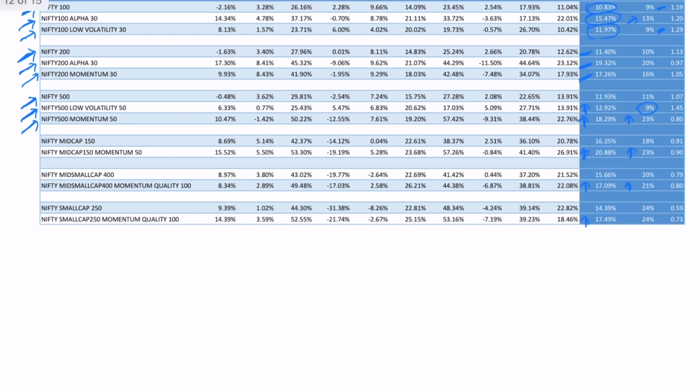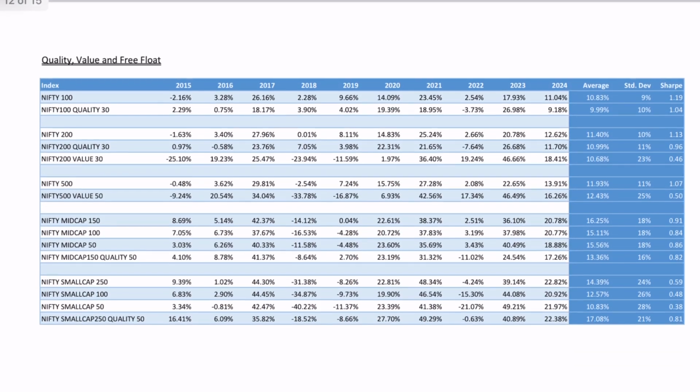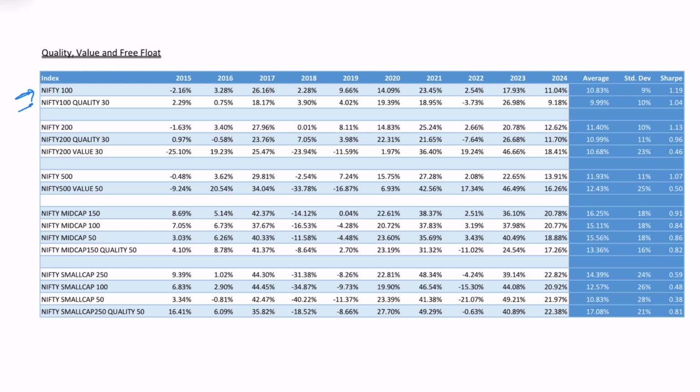Then we have some of the quality, value and free float. Like Nifty 100 and Nifty 100 Quality 30, we can see the average returns are nearly the same, with a little higher standard deviation. Now for 200 also, quality has nearly the same return with nearly the same standard deviation. Then for midcap, it is 16% for Midcap 150, but 13.30% for Quality 50, and a little bit lower standard deviation. And for Smallcap 250, it has a higher return.